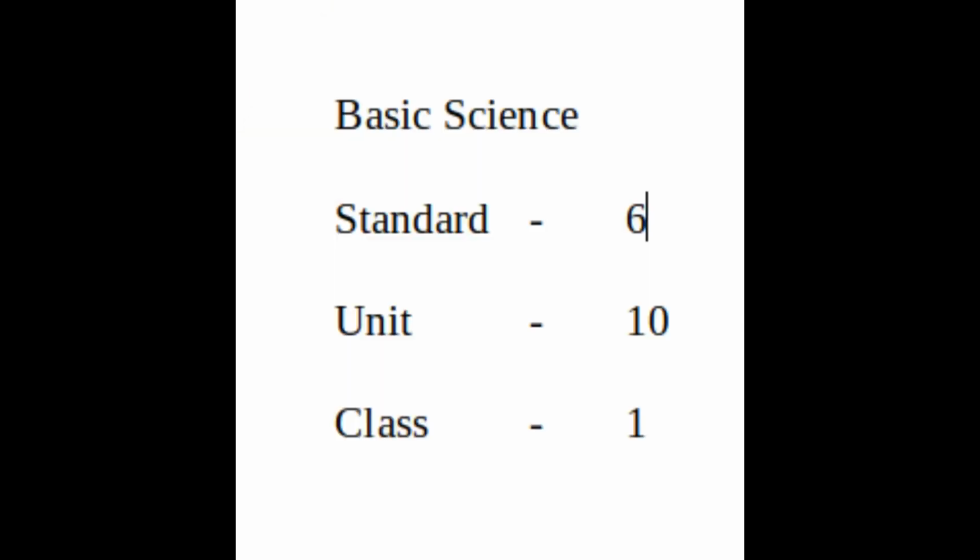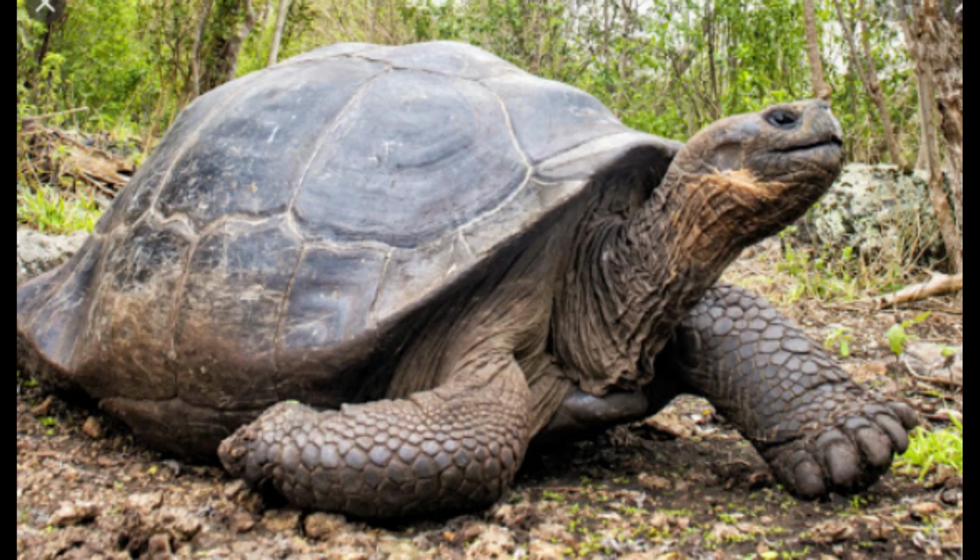Welcome to Basic Science class. Did you see a tortoise? How it looks like a stone. It is an adaptation. You studied about adaptations in the 4th standard. So the outer shell of a tortoise is an adaptation. It helps it to protect itself from its enemies. It gives a definite shape to its body.